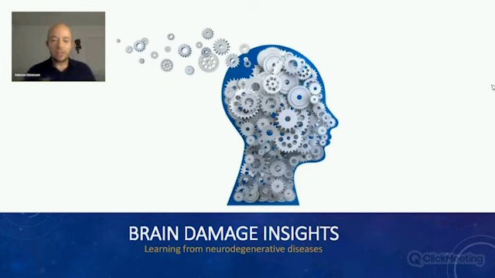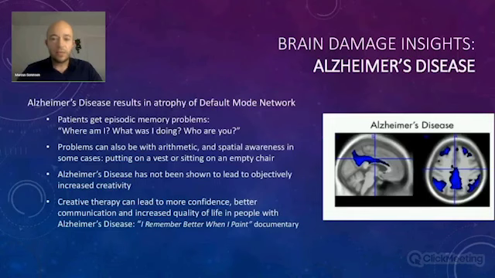And we're now going to start looking at how brain damage teaches us about creativity. Of course, there are many different ways in which the brain can be damaged through acute trauma, injury, etc. I'm going to be specifically looking at neurodegenerative diseases because they allow us to look at the progression in the changes of creativity over time. We're going to start with Alzheimer's disease.